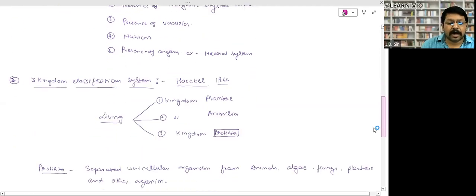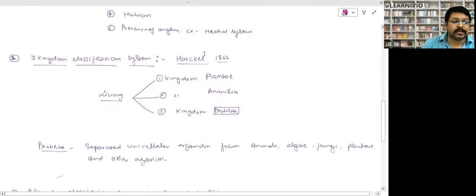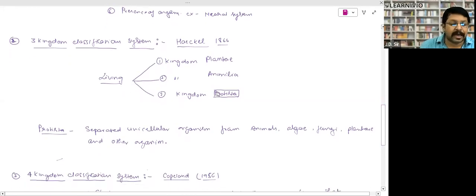After some time, in 1866, there was a scientist, his name was Ernest Haeckel. Ernest Haeckel said there is a third kingdom. He said there is a 3 kingdom classification system. So he added a third kingdom, and that was Protista. Along with Plantae and Animalia, he added the third kingdom.